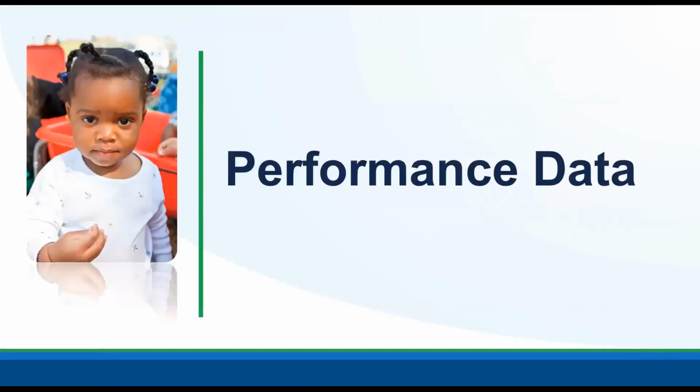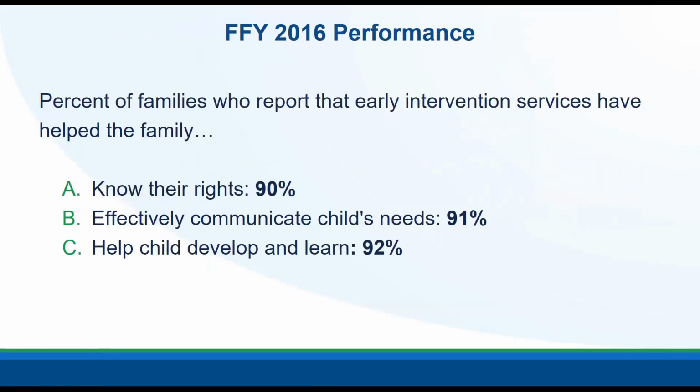So our grand finale, we're finally going to let you see some actual performance data for this year. This is our last little section. So here we have the overall state means for the FFY 2016. So 90% of families reporting that early intervention has helped the family know their rights. 91% effectively communicate their child's needs, and 92% helping the child develop and learn.